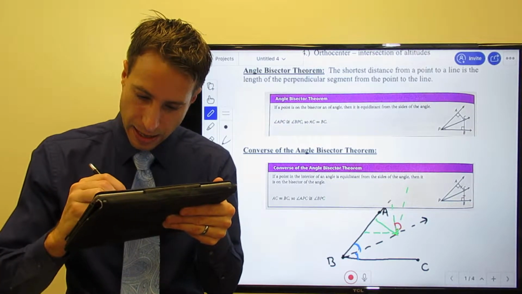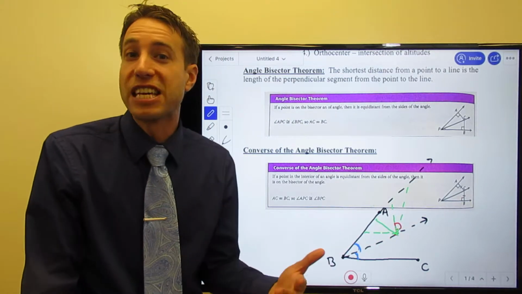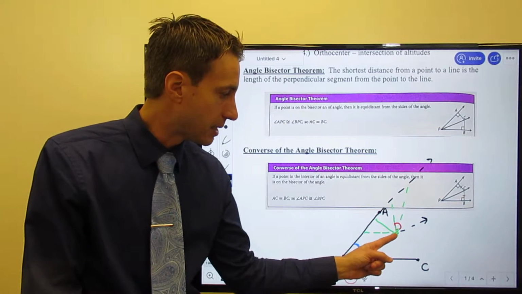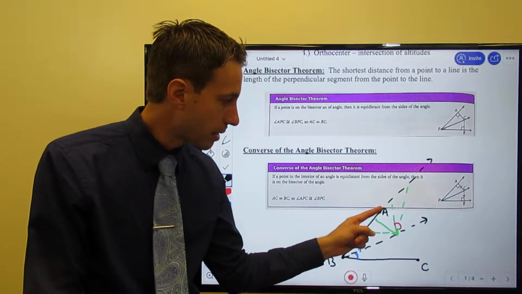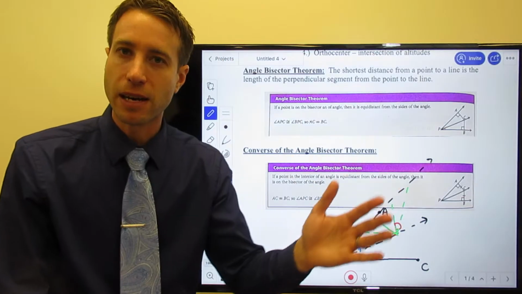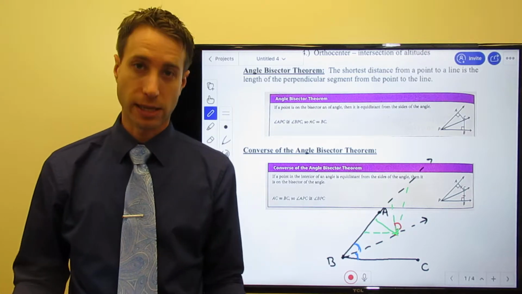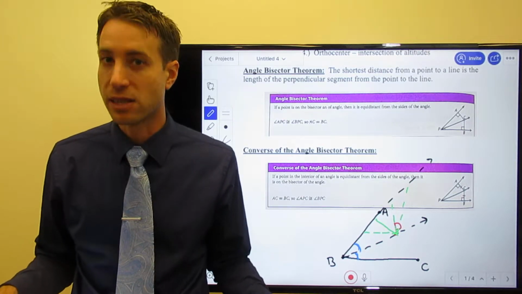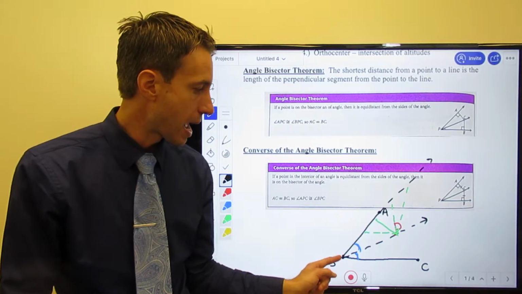If I were to extend A and keep that going, there's a lot of different ways to figure out the distance from D to that ray AB. I could go to here, here, here, here, or an infinite number of places. What we're going to do is find the shortest distance. What is the shortest distance from point D to this ray BA?